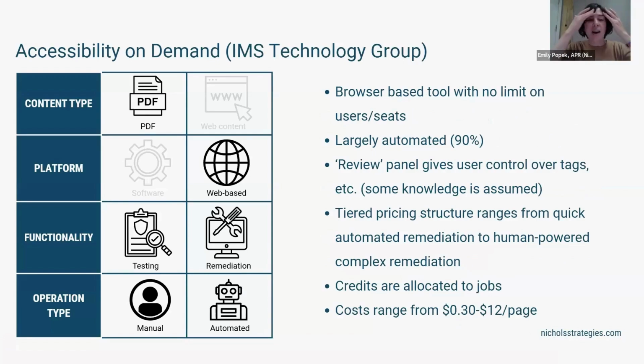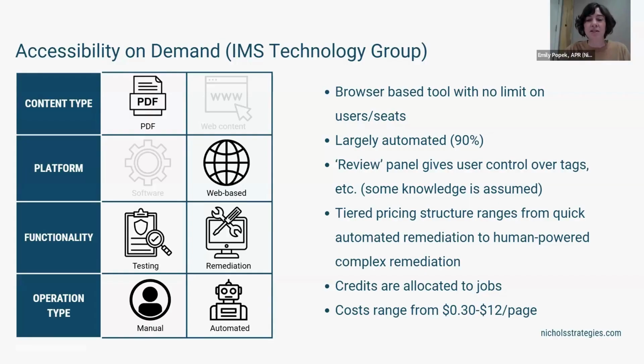Oh, and there was one more, Accessibility on Demand. I found this one kind of in the 11th hour. This is another browser-based tool. It has no limit on the number of users or seats. So I think it's designed to be an organization-wide tool that everyone can jump into and use. Again, it's a largely automated tool that's supposed to get you about 90% of the way there, and then you would do that manual review. That review panel gives you as the user some control over the tagging structure, but it does assume some prior knowledge of what a tagging structure is and what it should look like. So I'd say this is a mid level of knowledge or expertise that it assumes.